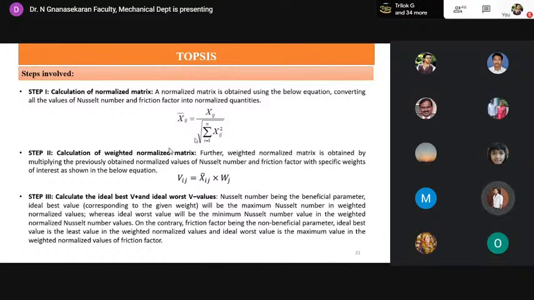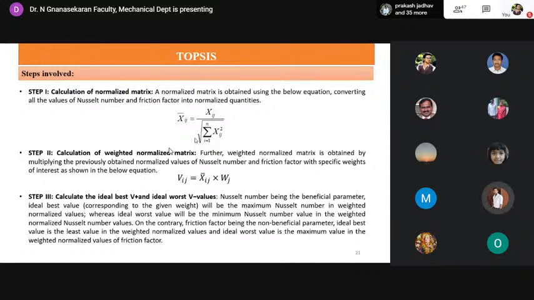Now step 3, the user is going to calculate the worst solution and best solution for the given matrix. Now, how do you select the worst and best? For example, maximum Nusselt number will be the best value for me, and in case of pressure drop, minimum pressure drop is going to be the best value for me.